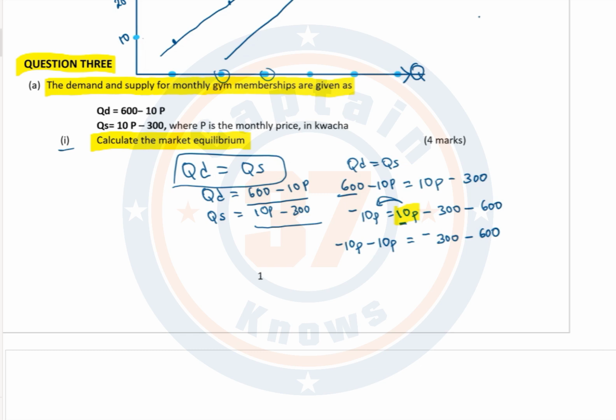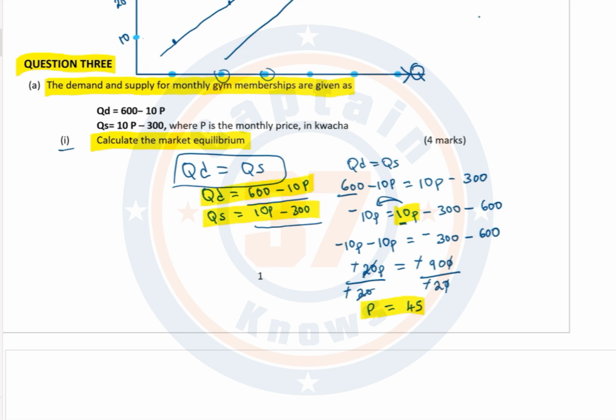Now, negative 10 minus 10 is going to give us negative 20p, which is equal to negative 300 minus 600, which gives us minus 900. We want to find p, and so we'll divide this side by negative 20, and this side again by negative 20. Then it cancels, and we remain with p. 20 into 900 is 45.